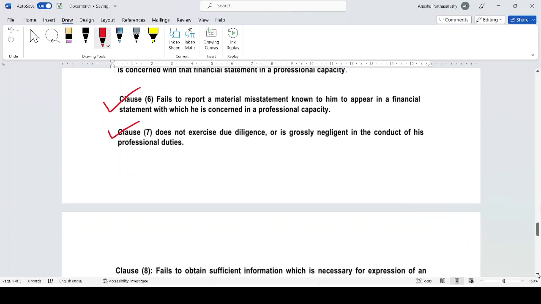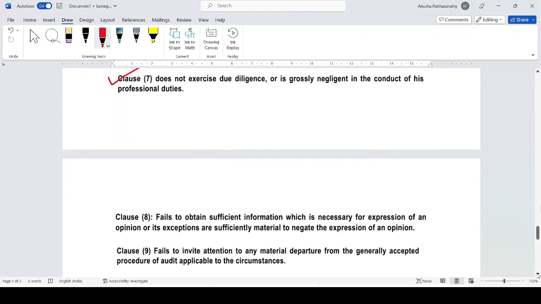a chartered accountant in practice will be deemed to be guilty of professional misconduct if he does not exercise due diligence or is grossly negligent in the conduct of his professional duties. As per Clause 8 of Part 1 of the Second Schedule, Chartered Accountants Act 1949, a chartered accountant in practice will be deemed to be guilty of professional misconduct if he fails to obtain sufficient information which is necessary for expression of an opinion or its exceptions are sufficiently material to negate the expression of an opinion.